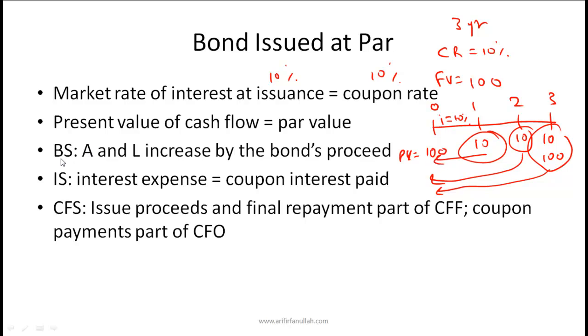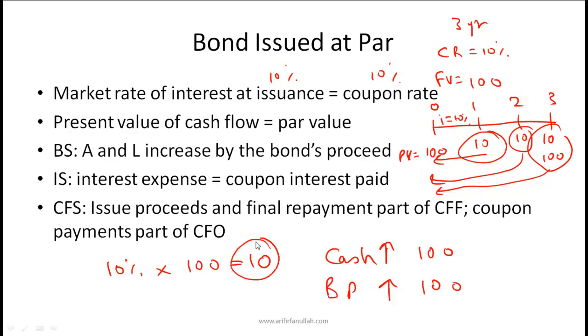So what is the entry in the balance sheet? When you issue this bond, you create an asset and a liability. So the asset is the cash that you receive, so cash will go up by 100, and the liability is the bond payable, which will also go up by 100. Every year the interest expense is simply equal to the coupon interest paid. So the interest expense is going to be the 10% market rate of interest at issuance multiplied by the initial book value, which is 100. So the market rate of interest is 10, which is the same as the coupon rate.